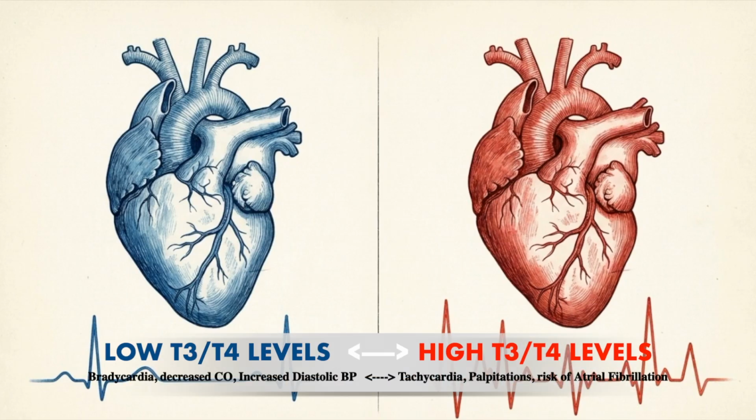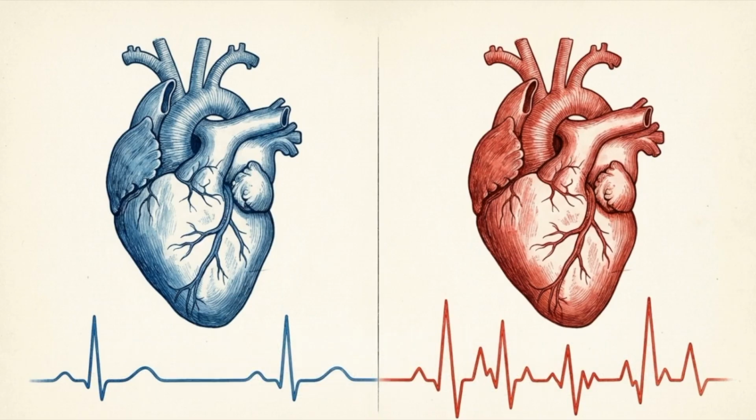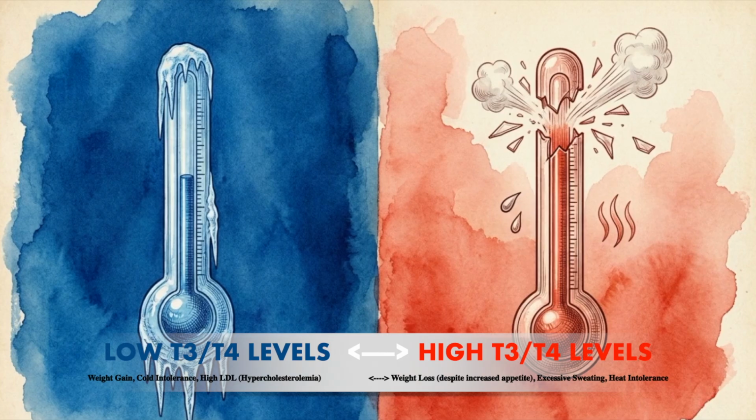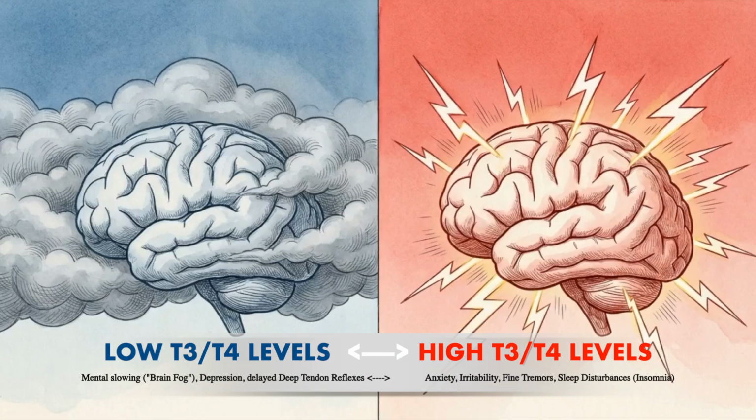Cardiovascularly, low levels lead to bradycardia and decreased cardiac output. High levels cause tachycardia and palpitations, significantly increasing the risk of atrial fibrillation. Metabolically, a deficit causes weight gain and cold intolerance. A surplus leads to rapid weight loss, excessive sweating, and an inability to tolerate heat. Neurological symptoms range from brain fog and delayed reflexes in hypothyroidism to anxiety, tremors, and insomnia in hyperthyroidism.